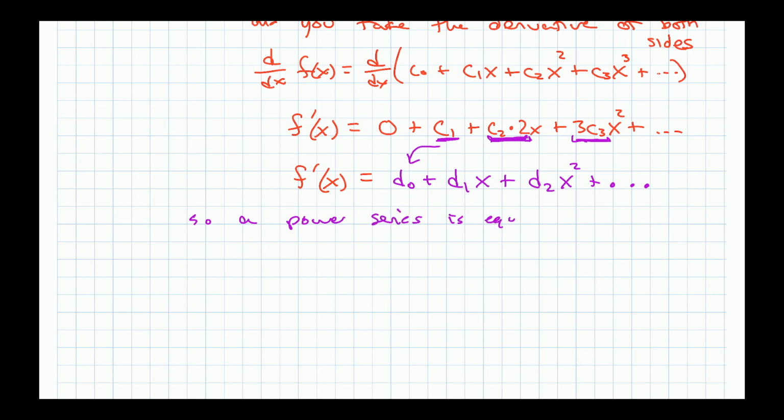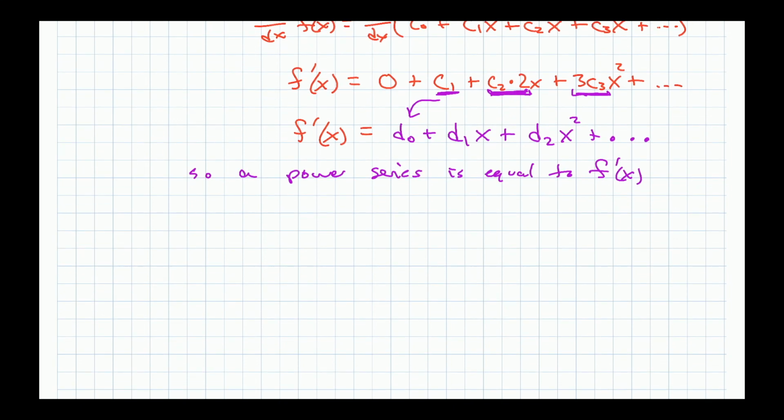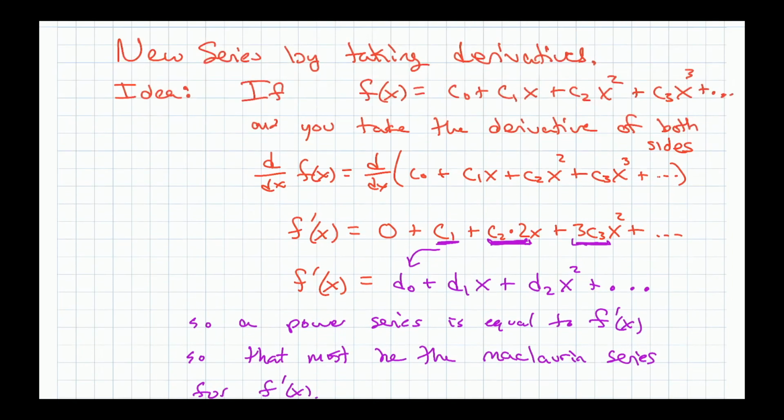Equal to f prime. And remember, in the previous section, we had a theorem that said Taylor series are unique. And so if you have a power series equal to f prime, it must be the Taylor series, or in this case, the Maclaurin series. So that must be the actual Maclaurin series for f prime. And that's the whole idea here.